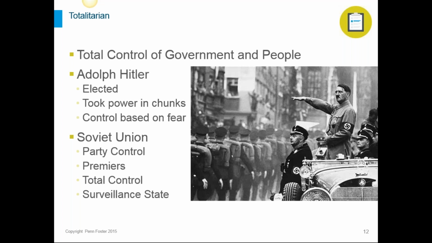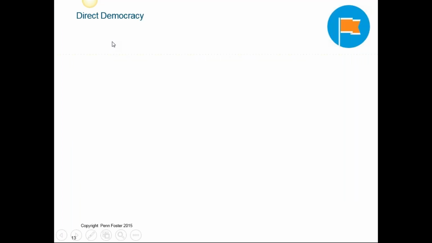But throughout history, throughout modern history, we see a number of examples of all three of these totalitarian forms of government. Any questions on any of these authoritarian governments? Okay, thank you. So now we move on to the democratic side of forms of government.